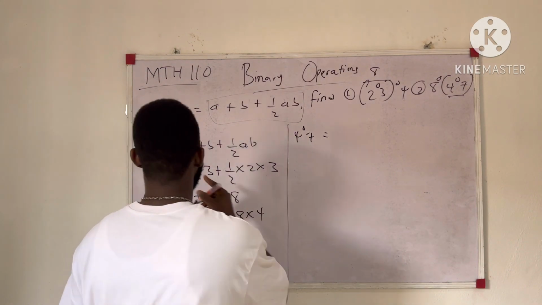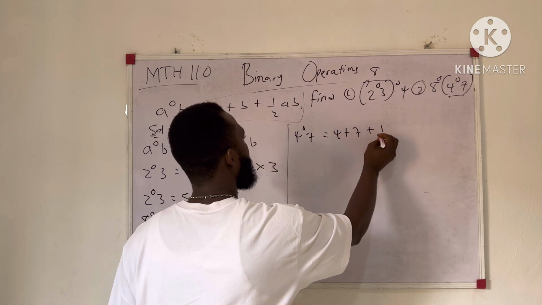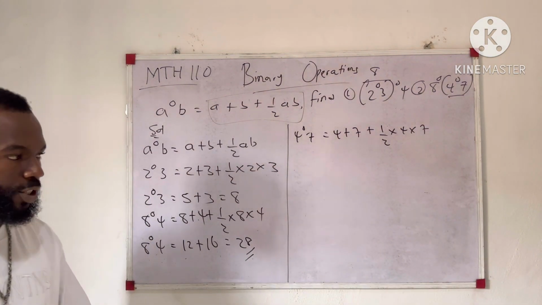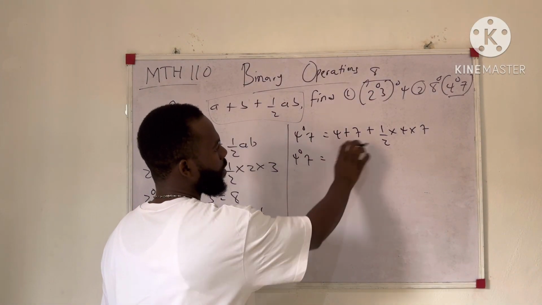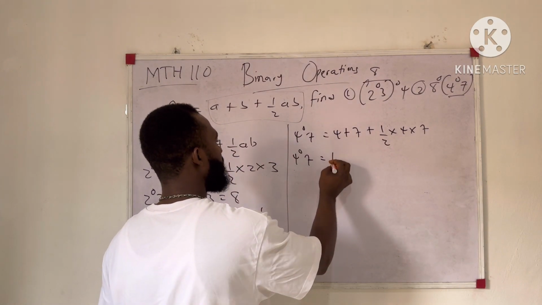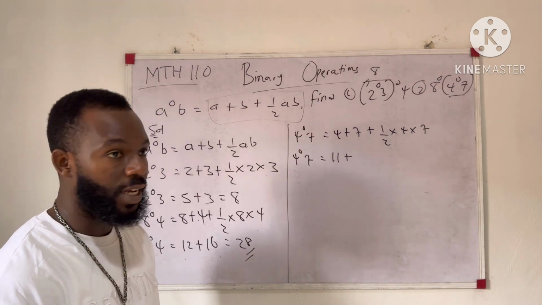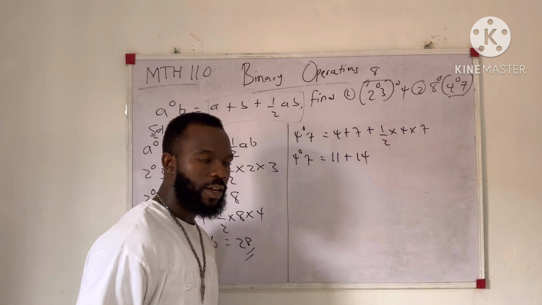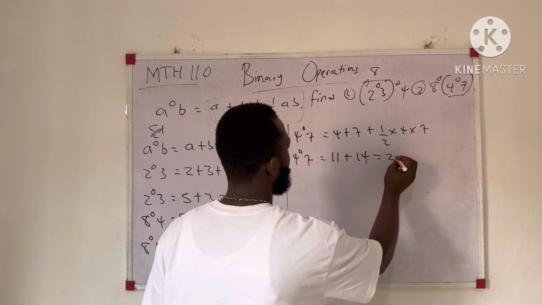So here A becomes 4 plus 7 plus half times 4 times 7. Substitution: 4 operation 7 becomes 4 plus 7, which gives us 11, plus 1 times 4 gives us 4, and 4 times 7 gives us 28. Of course, 28 divided by 2 gives us 14. So if we add this up, we're going to get 25.